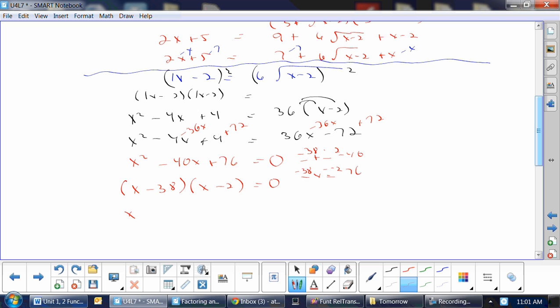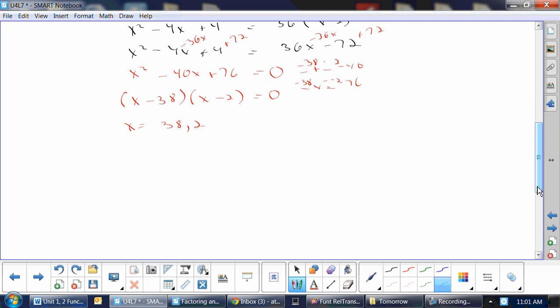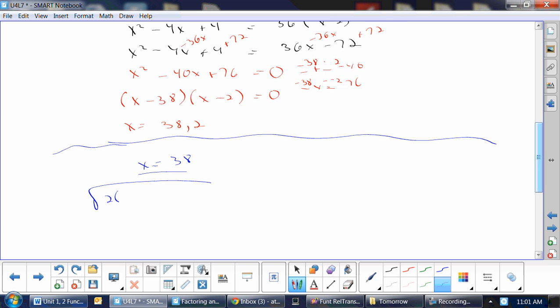So what does x equal? 38 and 2. And we're all done. Oh, you guys are too smart for me. What do we have to do? Verify it. So let's do x equals 38 first. Go to your original question. It is the square root of 2 times 38 plus 5 minus the square root of 38 minus 2. This is supposed to equal 3.